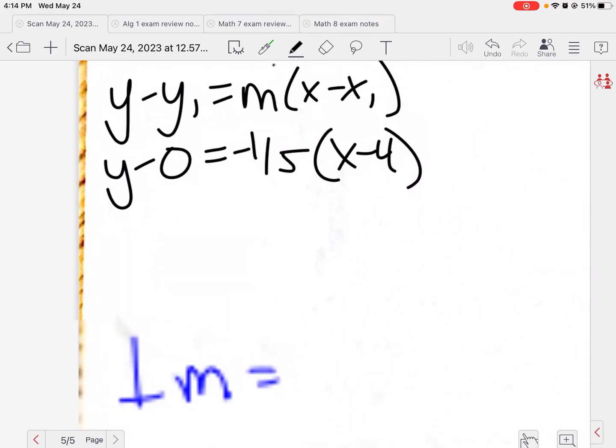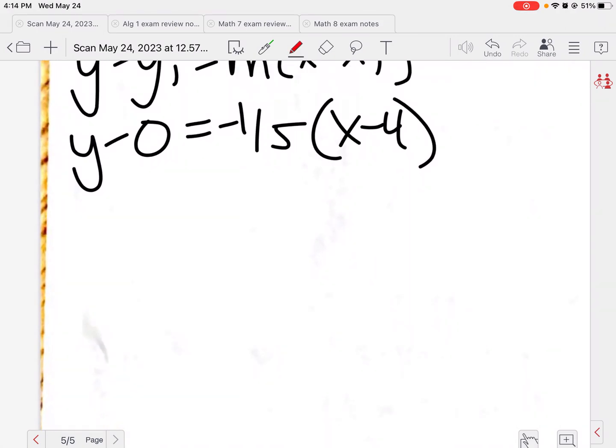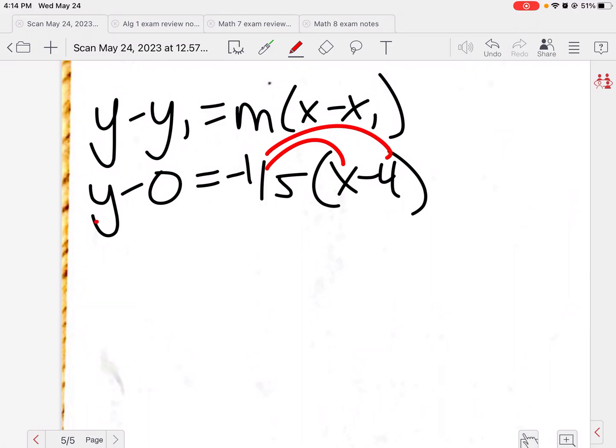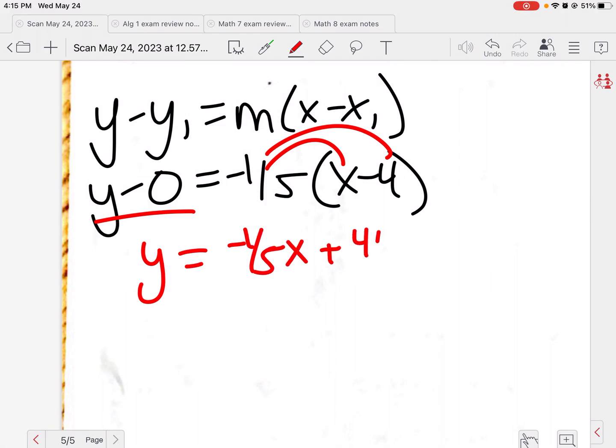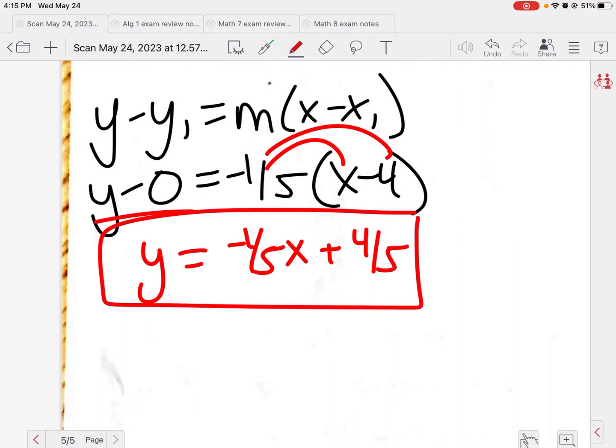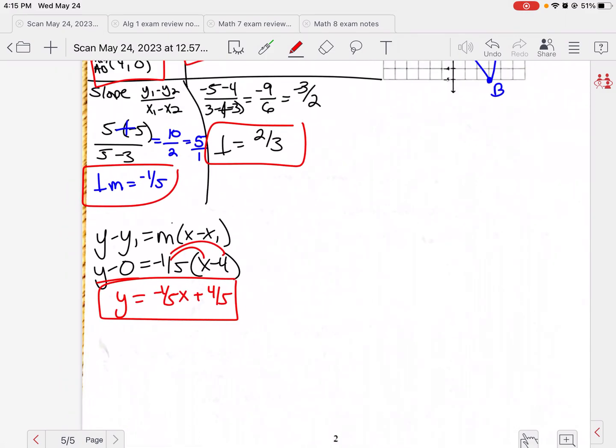Now I want to solve for y on this, so we're going to distribute our -1/5. Y minus 0 is just 0, so we're just going to leave it as y. So this would be -1/5 times x. If I type -1/5 times -4 in the calculator, I'm going to get a positive 4/5. I'm going to box that because that's going to be important for later.